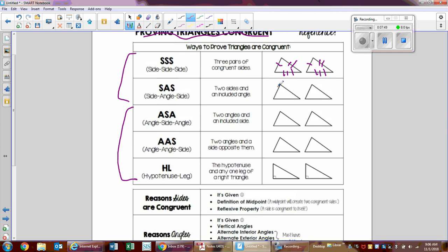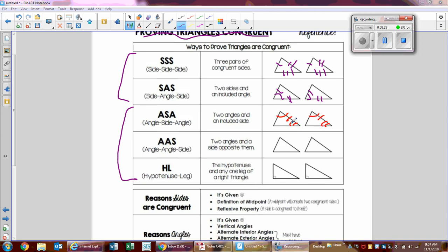Side, angle, side would be a side, an angle, and then a side. That's going to be congruent to the other side. When it is ASA, it doesn't matter which angle you pick, a side and an angle. So this is 2 lines. An angle, a side, and another angle. Okay, I'm trying to use the mouse for this. All right, so this is what I was trying to do.